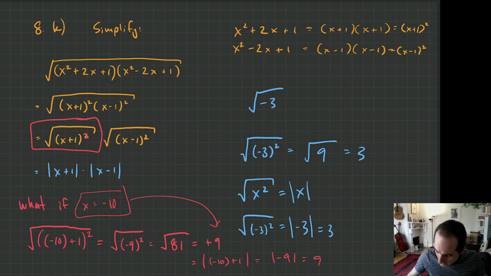Because in this case here, this 9 has nothing to do with negative 10, right? Negative 10 is very different than positive 9, but over here we can turn it into positive by taking the absolute value. So that's what the absolute values are for. So I hope that makes a little bit of sense.